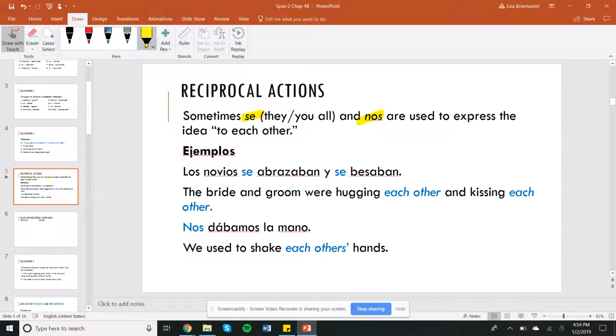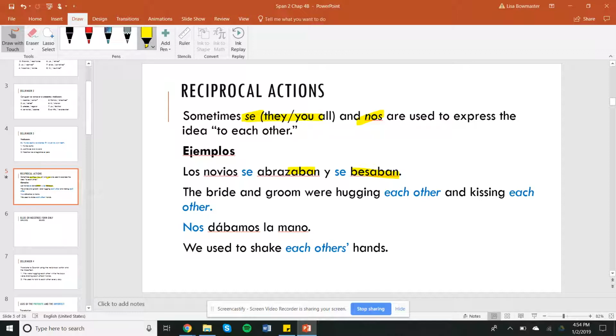So let's look at the meaning though. The bride and groom, that's los novios, were hugging. The were comes from being in the imperfect. They were hugging who? Each other. Just by putting that se, that means each other. And kissing each other. Se. So I chose se rather than nos because it was they. And se is for they or you all.